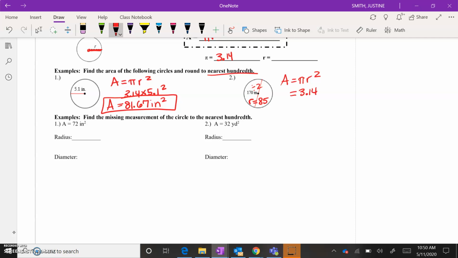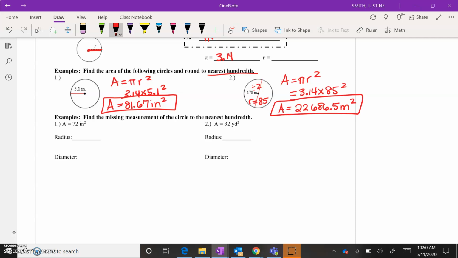Okay, so now again, I'm just going to plug this all into my formula and type it into my calculator. You could do 85 times 3.14. You could use the squared button. Okay, so I'm going to end up getting 22,686.5 meters squared.